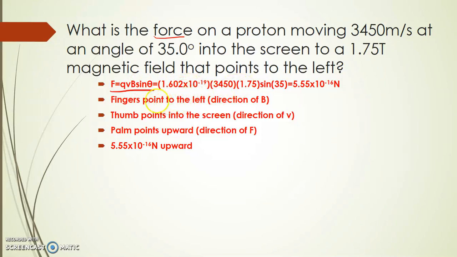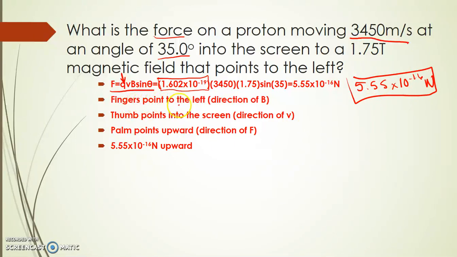So we're going to plug in what we know. Remember, q is that constant that we talked about in that first lesson. If you haven't watched the first lesson, make sure you go back and write this down on your formula sheet. v is the velocity, which is given to us in the problem. And then now we have the sine of the angle. Again, it's given to us in the problem. If it's not given, please assume that it's perpendicular. So we plug that into our calculator and we should get 5.55 times 10 to the negative 16 newtons for the force.